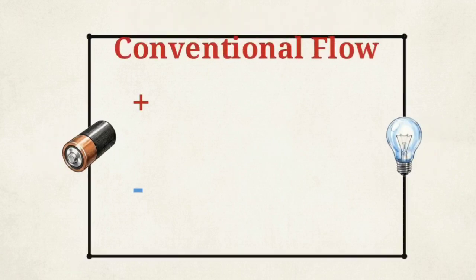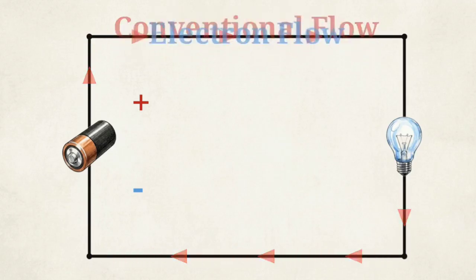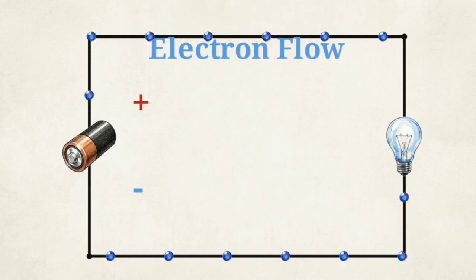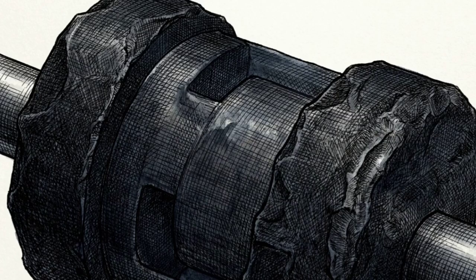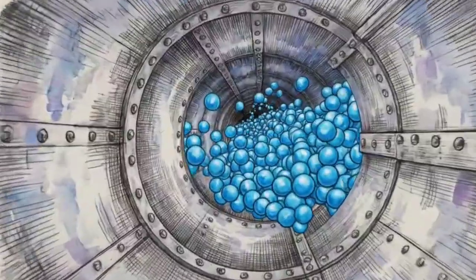Traditional electrical engineering drawings use what is known as conventional flow, which visualizes electricity moving from the positive terminal to the negative terminal. But the physical reality of a circuit is electron flow, where electrons actually travel from the negative terminal toward the positive. We are going to track true electron flow to see exactly what is happening inside this component. The engineering challenge here is immense.